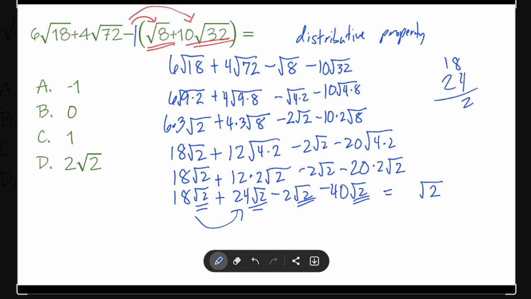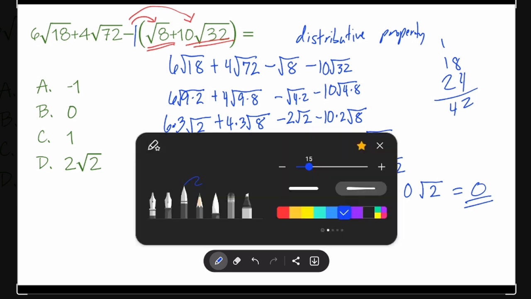So 8 plus 4 is 12. And then 1 plus 1 is 2. 2 plus 2 is 4. So that's 42. And then 42 plus 2, minus 2, sorry, is 40. Then 40 minus 40 is 0. So it's 0 square root of 2. So 0 times square root of 2 is 0. So the answer for this problem is 0.